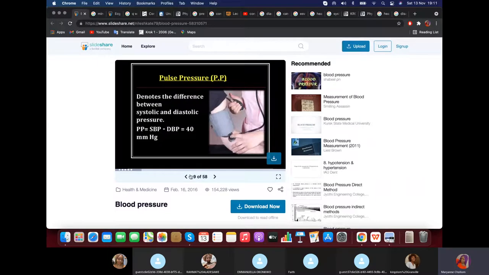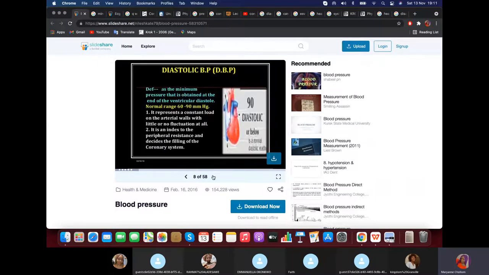So that's diastolic blood pressure, I've explained it to you, you know what it means. What does it depend on? I want you to look at this term. It's an index to the peripheral resistance. So when you see krok talking about peripheral resistance, I want your mind to go to diastolic pressure, because peripheral resistance is the resistance created by your vessels. I don't know if you get it.